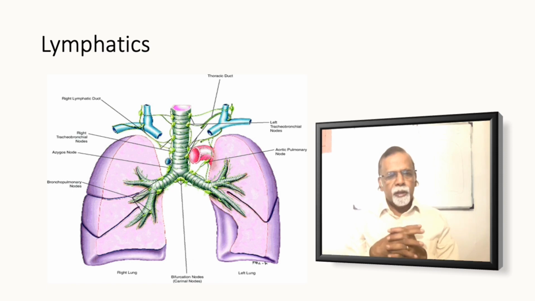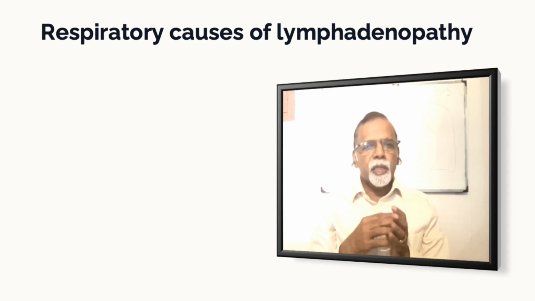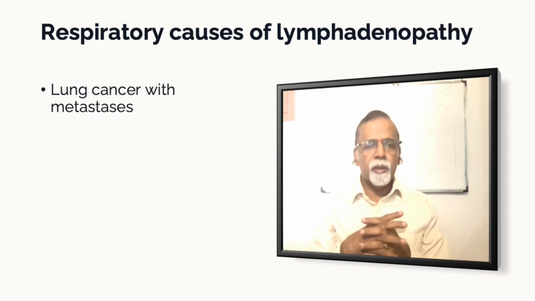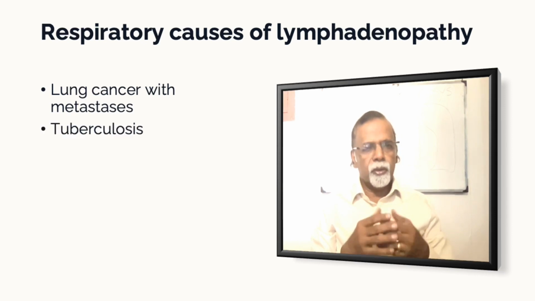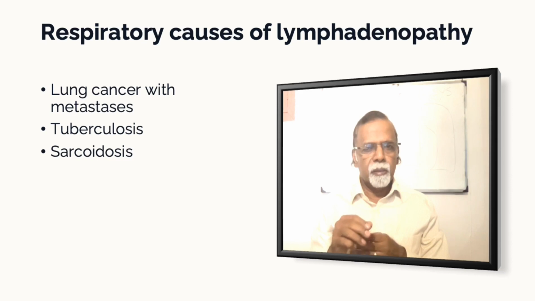The lymphatic drainage of lung is important. The whole of right lung and the lower lobe on the left side drains to the right supraclavicular region. So that is why supradiaphragmatic conditions produce enlargement of the right supraclavicular gland. The pleura drains into the axilla, so abnormalities of pleura can produce lymphadenopathy in the axilla. The respiratory causes of lymphadenopathy are: one, tuberculosis; it can occur in sarcoidosis and lung cancer with metastasis.